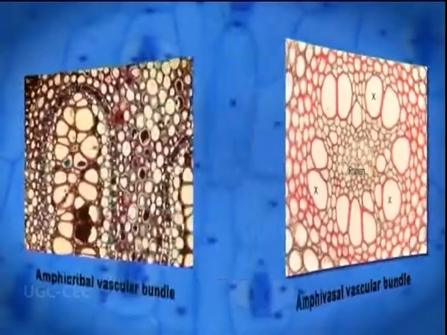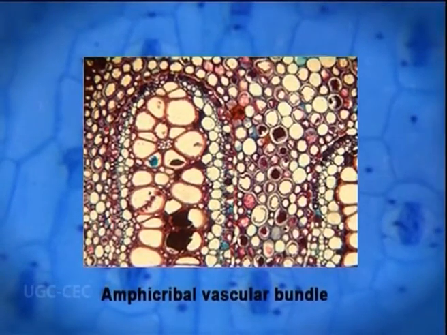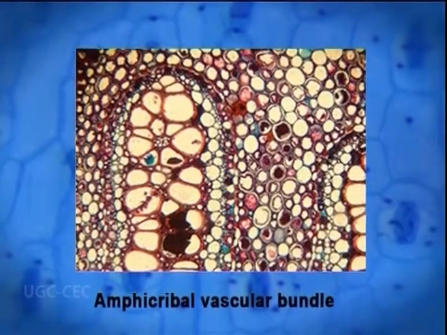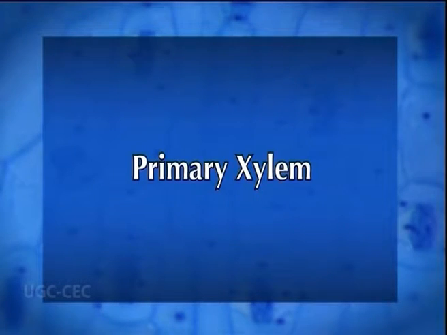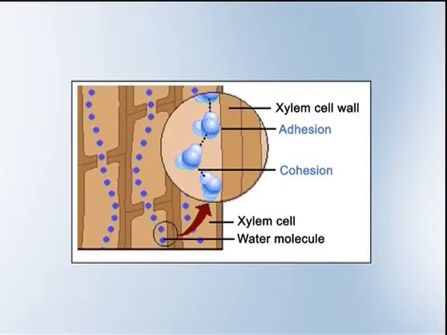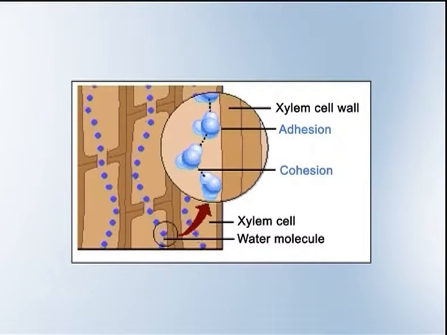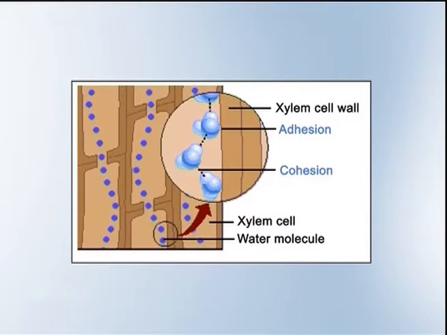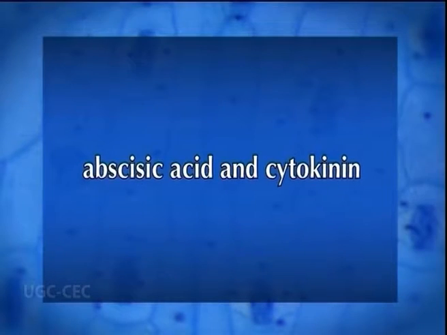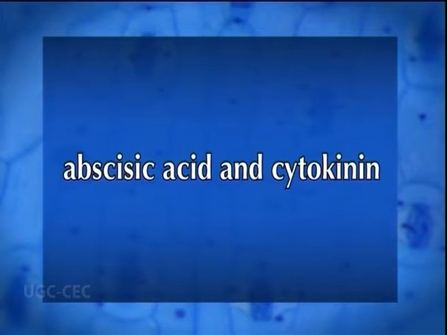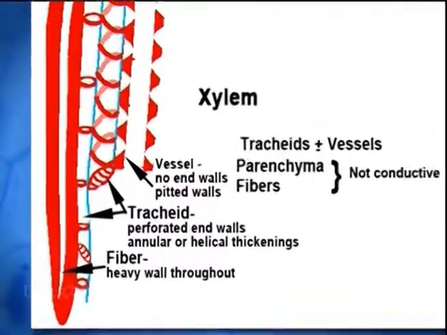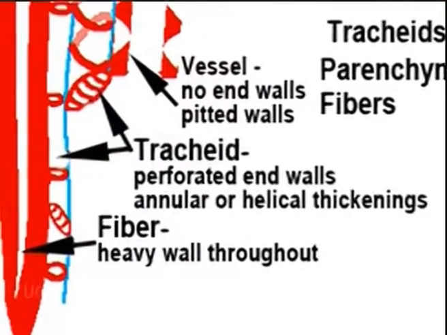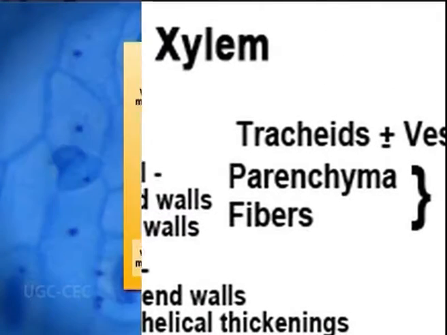In contrast, amphicribal vascular bundles, which are found in some angiosperms and ferns, have xylem surrounded by a ring of phloem. Primary xylem. Xylem tissue transports and stores water and mineral ions. It also transports plant hormones like abscisic acid and cytokinin and provides mechanical support to the plant body. The principal cell types of xylem are number 1, tracheary elements, number 2, fibers, and number 3, parenchyma cells.